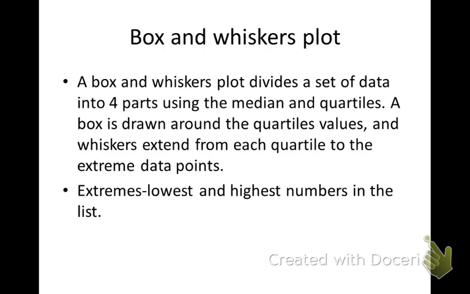So now let's use this and make a box and whiskers plot. It divides a set of data into 4 parts. Quartile is kind of your hint, quartile meaning the prefix 4, using the median and the quartiles we just talked about. A box is drawn around the quartiles, and then whiskers extend from each quartile to what are called the extremes. So here's a couple of new words. The extremes are the lowest and highest numbers. So you have the low extreme and the highest extreme.